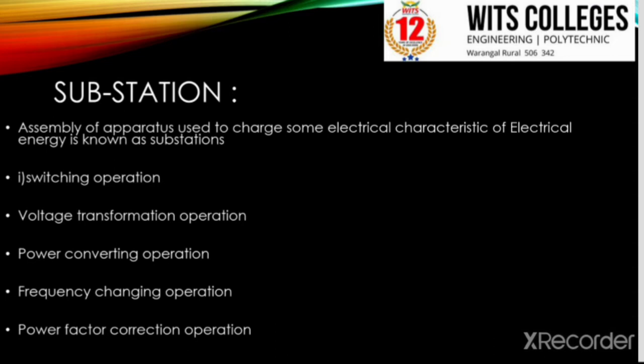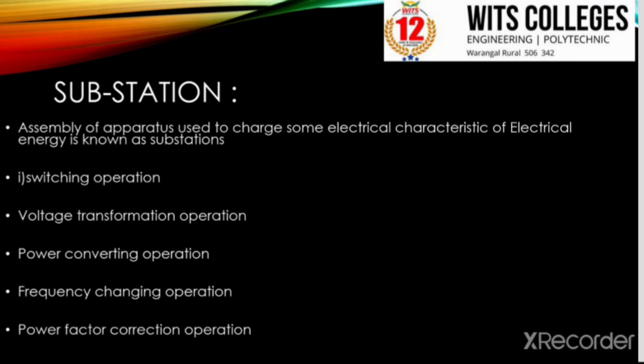So the place where stepping up and stepping down of voltage is done is known as a substation. The substation may perform a number of operations like switching operation, voltage transformation operation, power converting operation, frequency changing operation, and power factor correction operations. So all these operations will be done by the power substations.